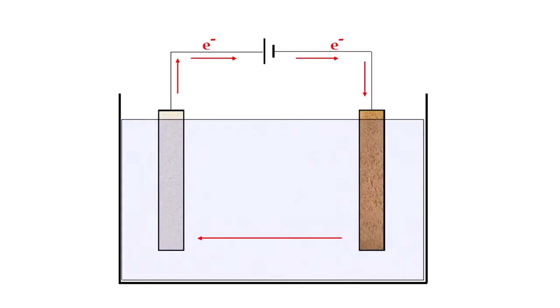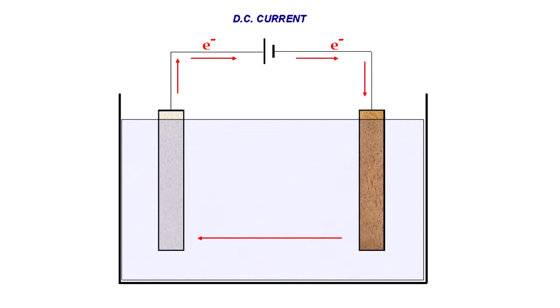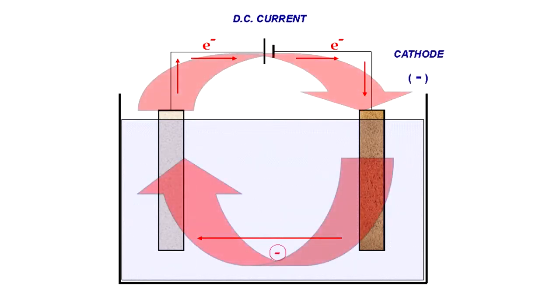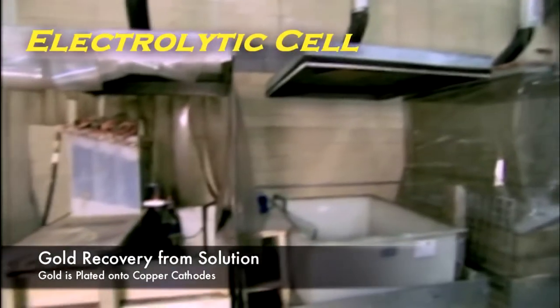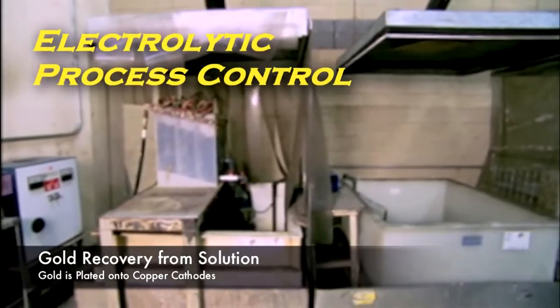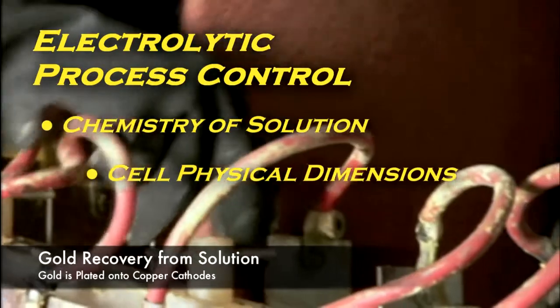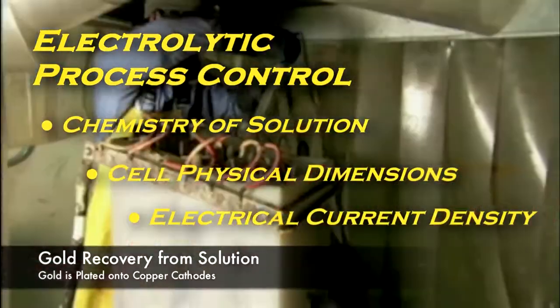Electrolysis takes direct electric current through a solution to drive chemical reactions. Direct electric current is passed from one electrode, called a cathode, through an electrolyte, the solution, to another electrode, called an anode. This is all contained in what is termed a cell. These processes are controlled by the chemistry of the solution, physical dimensions and orientation of the electrodes and cell, as well as the electrical current flow.